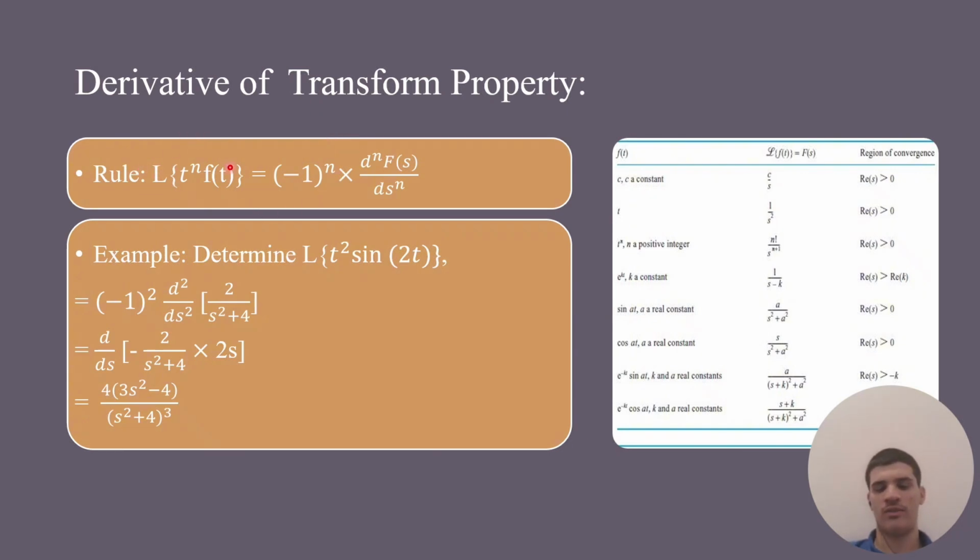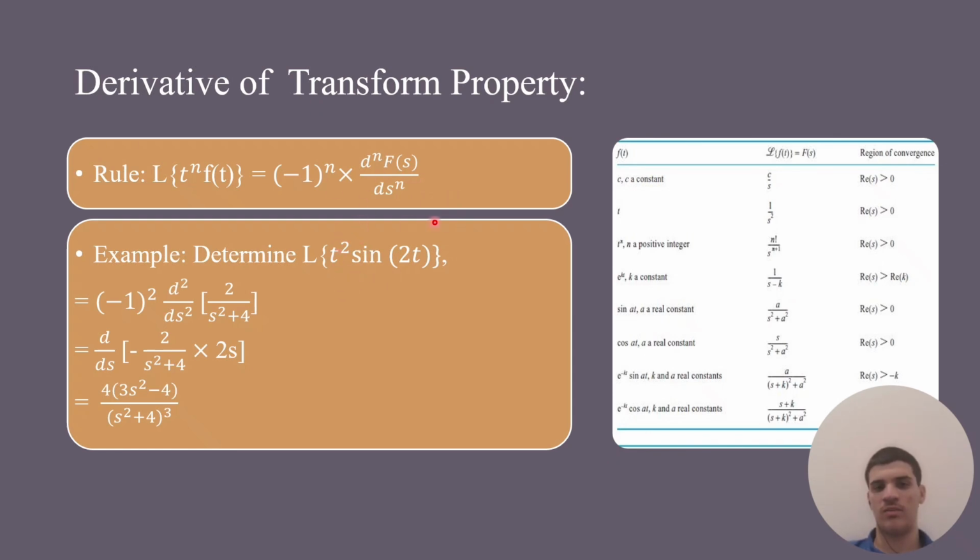n is the power of t of the first function, not f of t, the function multiplied by f of t. So for t to the n, you take the n value as the power of -1, and then multiply it by the derivative, where the order of the derivative is based on the power n. So in this example, we have to find the Laplace of t squared sine 2t. So we take n as 2 because that's the power of t.